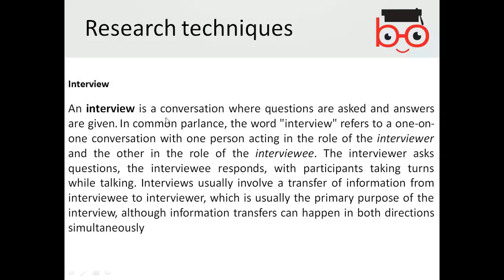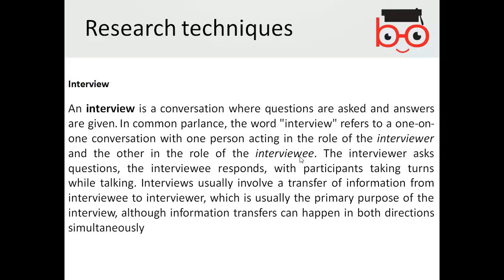Interview. An interview is a conversation where questions are asked and answers are given. The word interview refers to a one-to-one conversation with one person acting in the role of interviewer and the other in the role of interviewee. So there are only two people. One is called the interviewer and the other is called the interviewee.